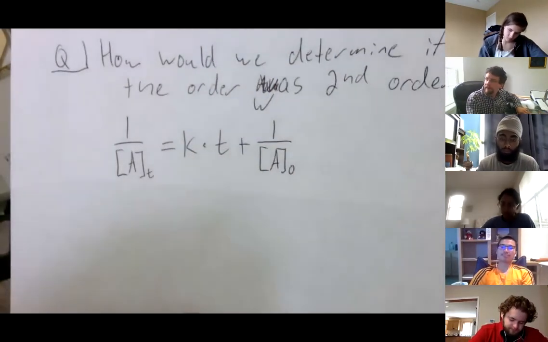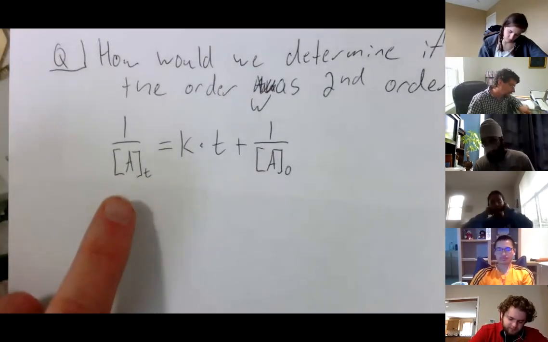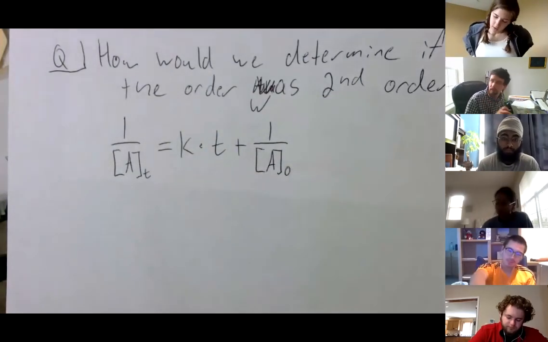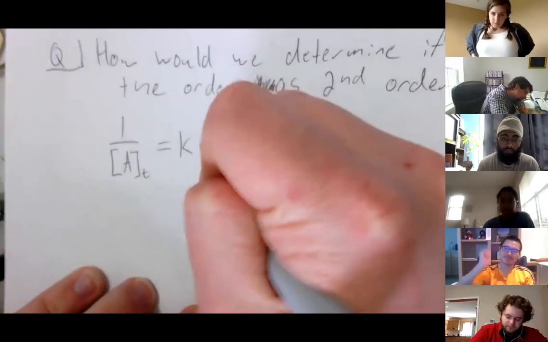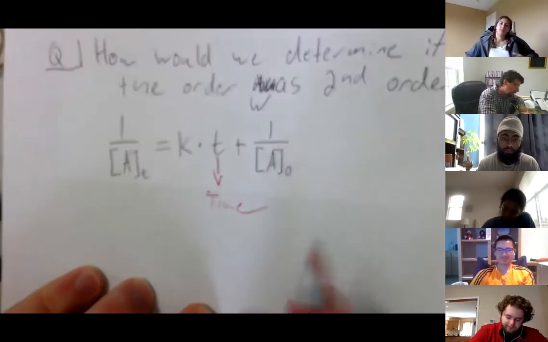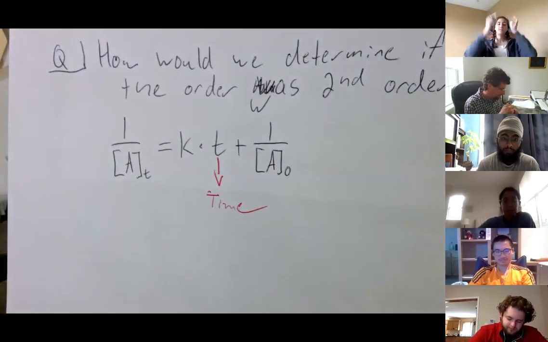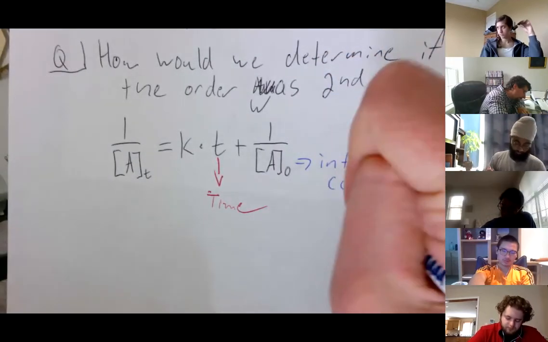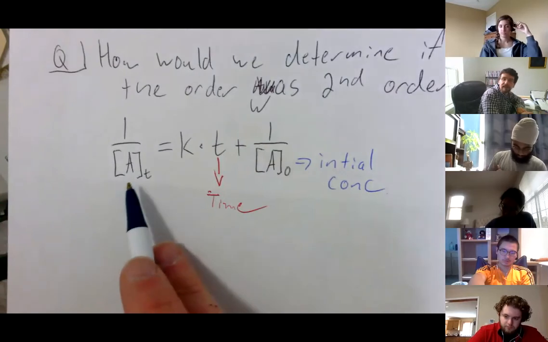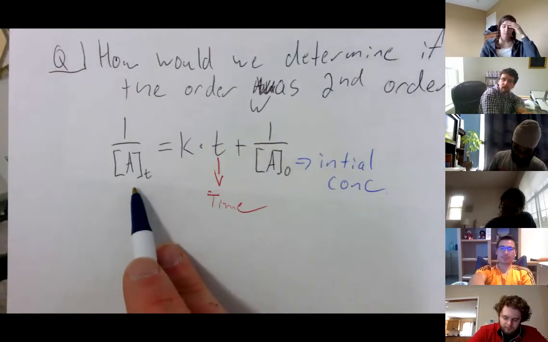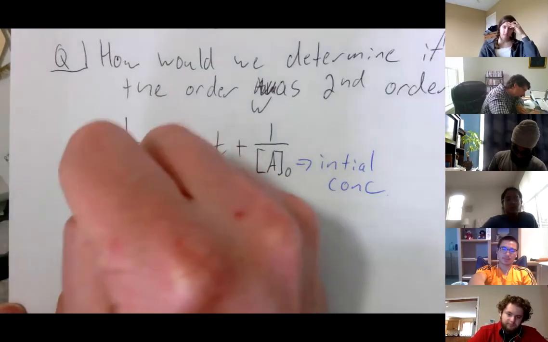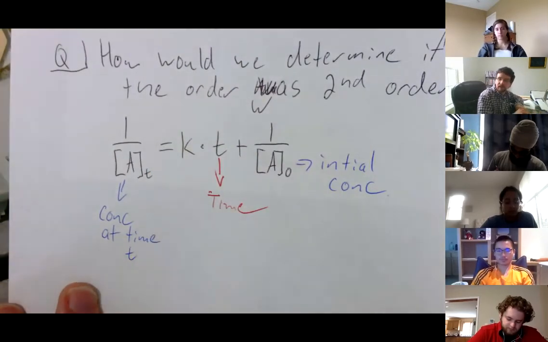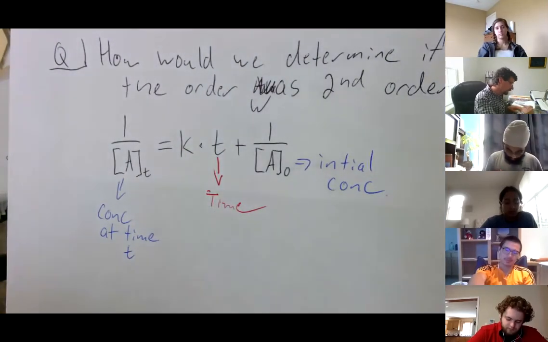Yep. Let's talk about what these things are. What is t? Time. Yep, time. Okay, this A naught, what's A naught? Initial concentration. What's A sub t? Concentration after a certain amount of time has passed. Yep, concentration at time t. What's k? Rate constant. Yep.